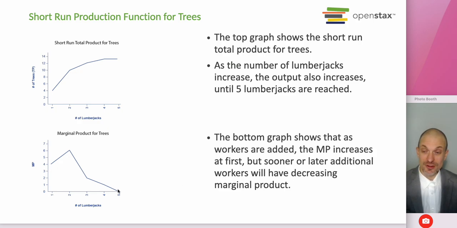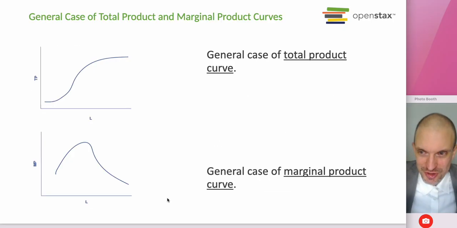Yeah. And eventually it could get negative, right? Because if we have like 6 workers, that means you've got 2 people working and 4 people standing around. Maybe those 4 people standing around are going to distract our 2 workers or whatever. And that's a problem.